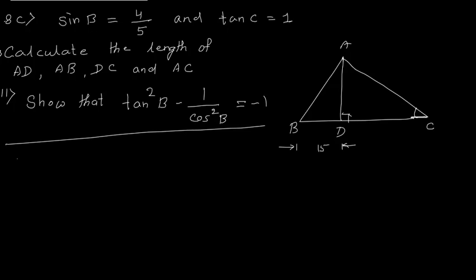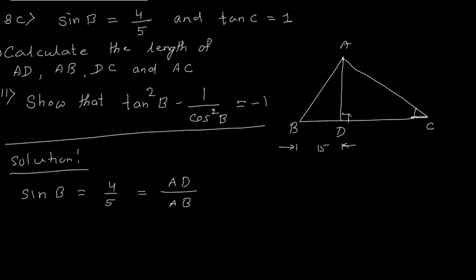So in solution, sin B is 4 upon 5. Now sin B is AD upon AB. So let us take, therefore I will say that let AD is equals to 4k, then the value of AB will be equals to 5k. So the value of AD is 4k and AB will become 5k.